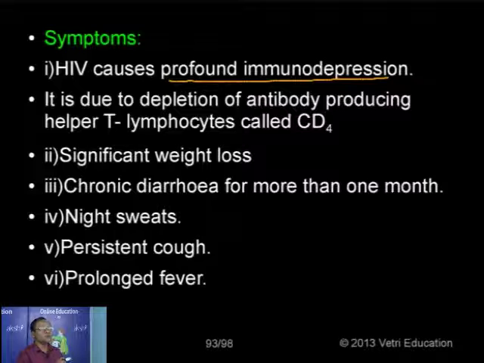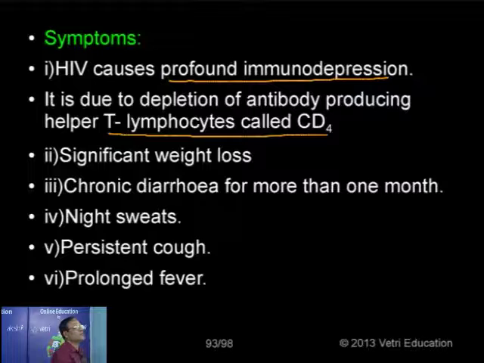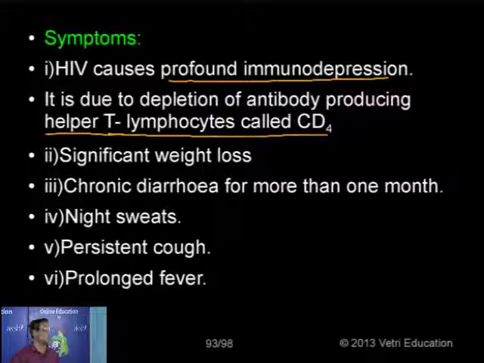It is due to the depletion, or decrease in number, of one type of cells called T lymphocytes, called CD4. One type of helper T, we can say helper T lymphocytes or TH cells. And under this category we have one type of cell, CD4, cluster of differentiation molecule.